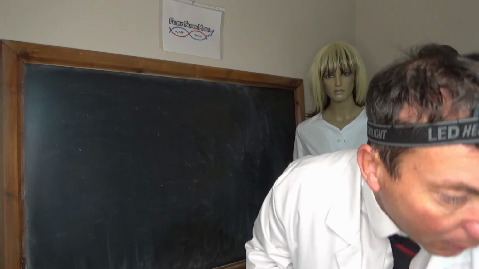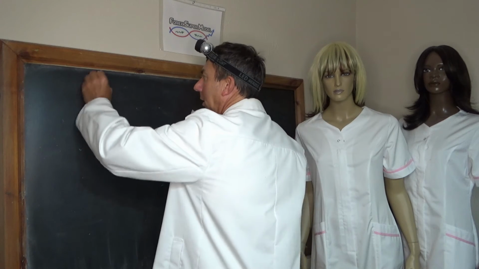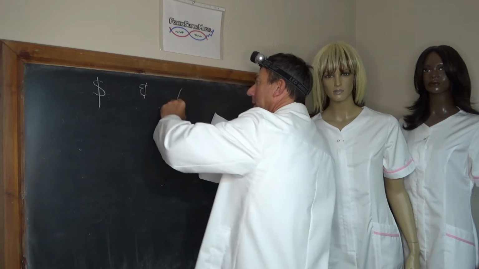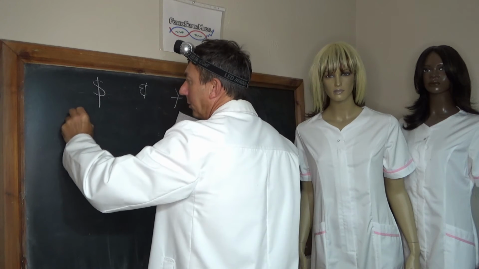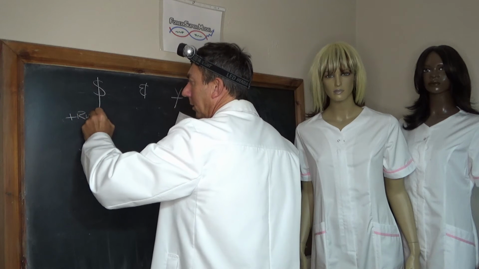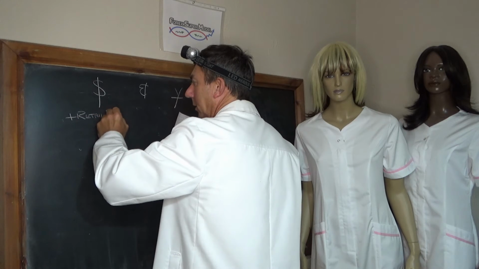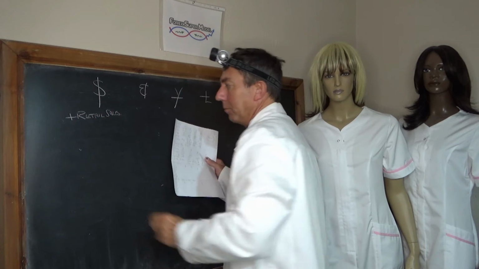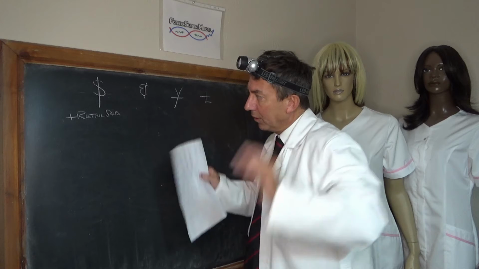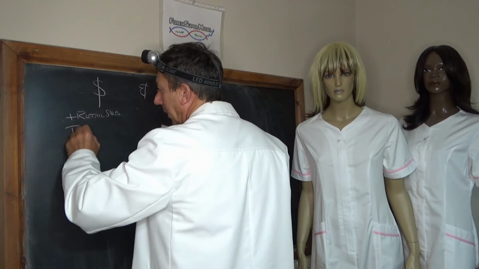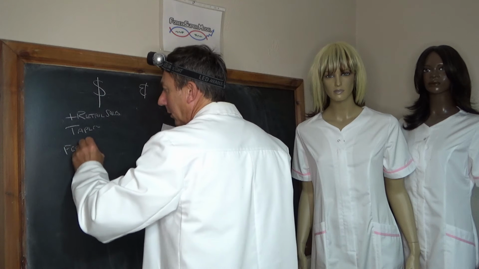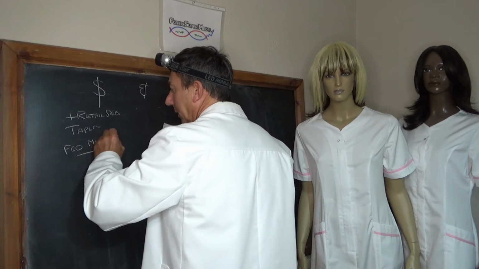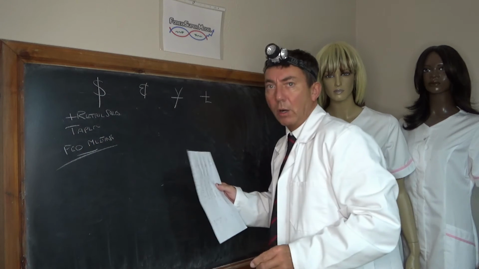Right, so let's have a look at what's been going on then. So the dollar, the euro, the yen, and the pound. Yesterday we had positive retail sales in the US. But the key thing is this taper argument, and we've got the Fed meeting next week. So that's really the driver of dollar strength.